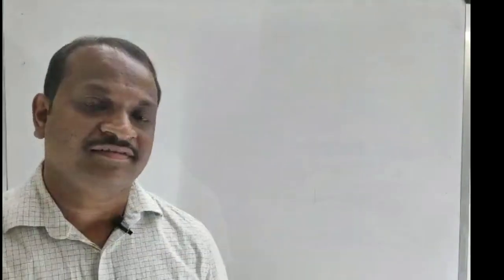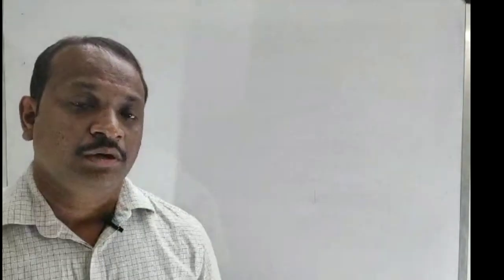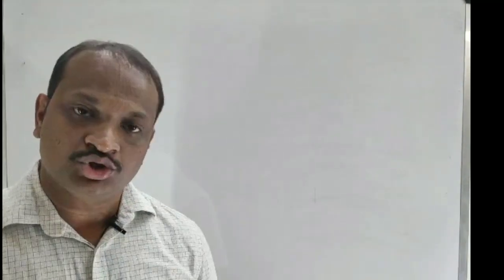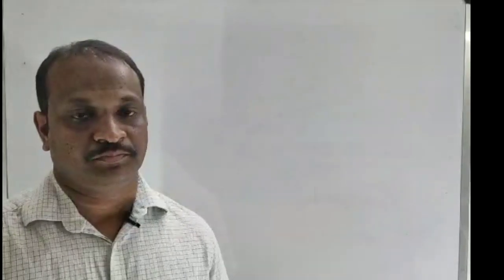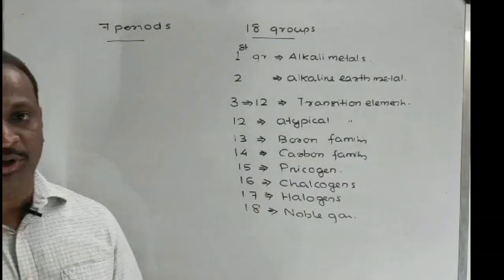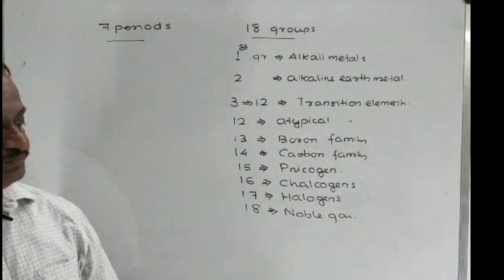Now let's come to the second part of our chapter. It's nothing else but the modern periodic table. The modern periodic table is also known as the long form periodic table or Bohr's periodic table. See, what about the structure of our periodic table which I have shown here? Our periodic table consists of 7 periods and 18 groups.